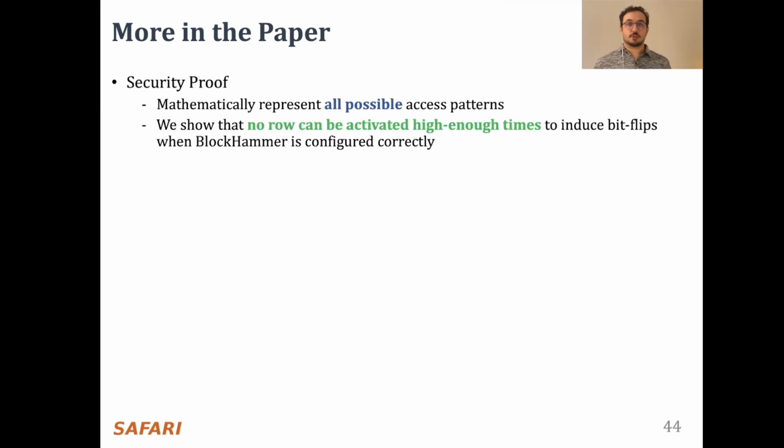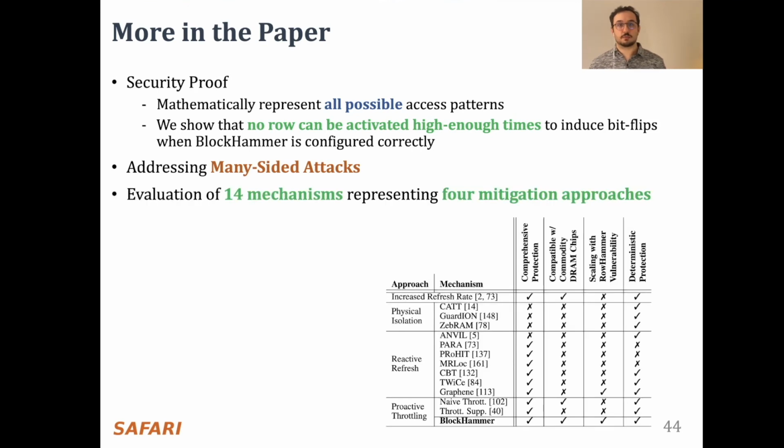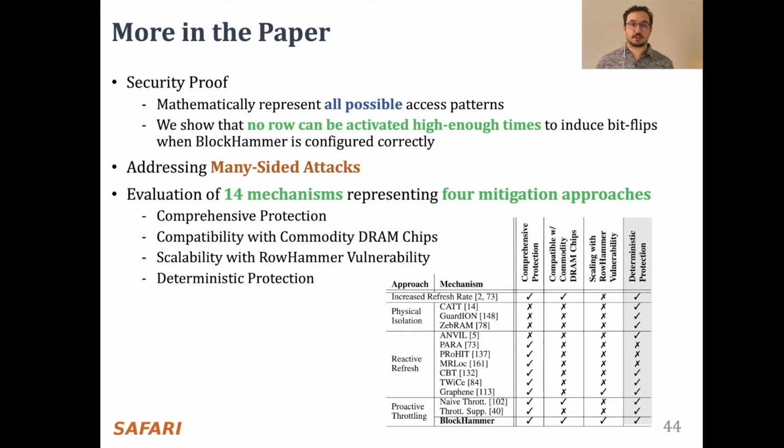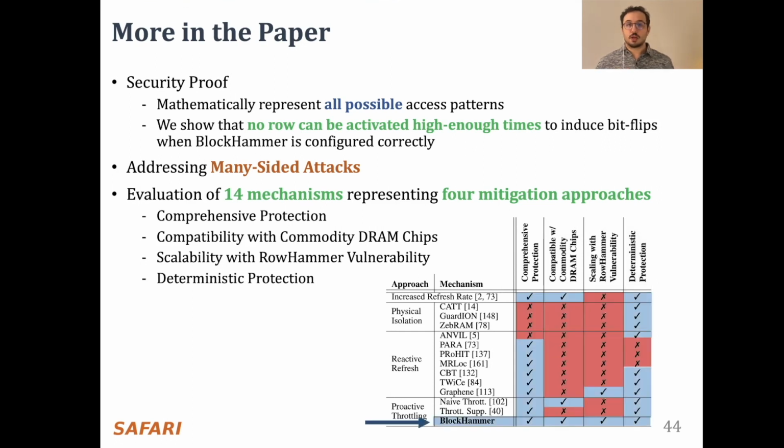First, the paper shares a security proof where we mathematically represent all possible access patterns and show that no row can be activated at a high enough rate to induce bit flips when BlockHammer is configured correctly. Second, the paper explains how BlockHammer addresses many-sided attacks by tuning its thresholds. And third, we evaluate all 4 high-level RowHammer mitigation approaches by analyzing 14 mechanisms from 4 aspects: comprehensive protection, compatibility with commodity DRAM chips, scalability with worsening RowHammer vulnerability, and deterministic protection. We show that BlockHammer is the only mechanism that satisfies all of them.